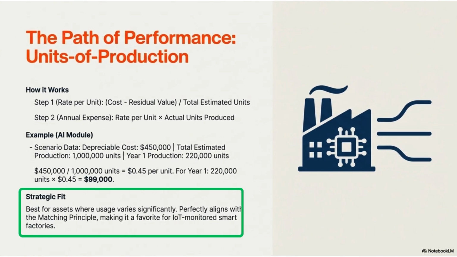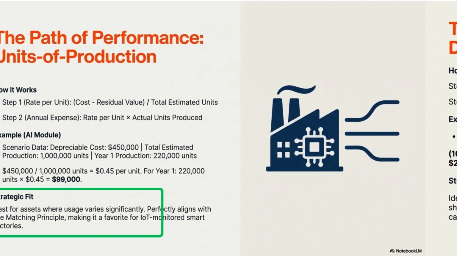They do. Then we have units of production, or UOP. This is becoming much more relevant with data-driven manufacturing. Instead of time, you're allocating cost based on actual usage. Miles, machine hours, number of widgets produced. It's the absolute best way to match expenses with revenue, especially if your usage varies a lot from year to year. Our sources called this the IoT method, the Internet of Things. When your smart factory machines are feeding real-time usage data directly into your accounting system, UOP becomes incredibly precise.